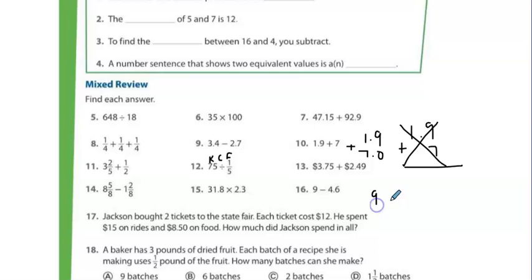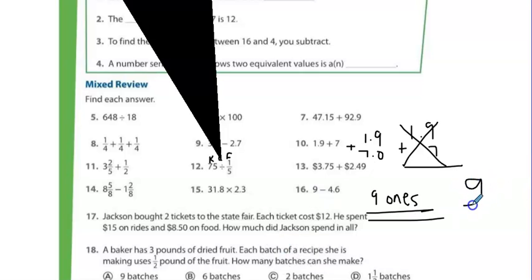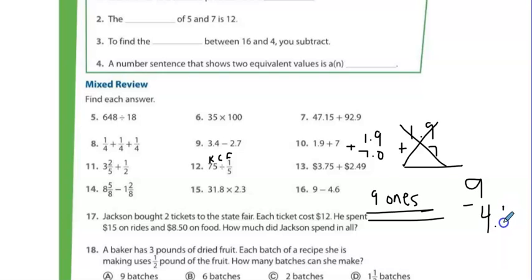Same with number 16. 9 represents 9 ones, so that 9 needs to be in the ones place. Extremely, extremely important. So make sure that that 4 and that 9 are lined up. Also, you can't take 6 from nothing, so this needs to be a 0 so that you can subtract and borrow accurately on number 16. So make sure that you've set that up appropriately.